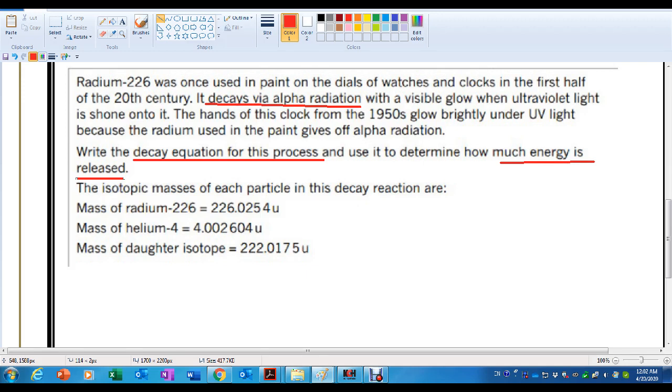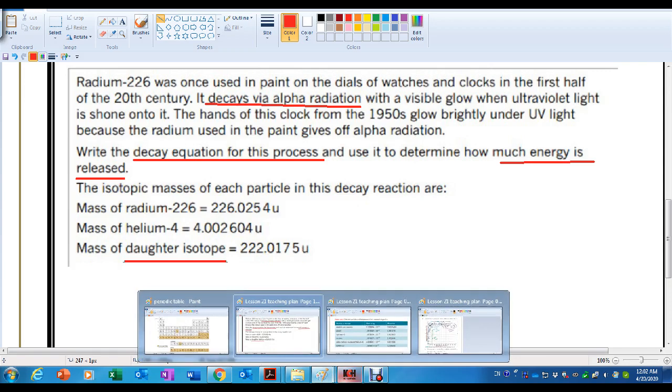But you need to write the equation. So for the full equation, you need to know the symbol of radium, and also you need to know that the mass of the daughter nucleus is 222. You need to find out what the daughter nucleus is, so you need to find the relevant isotopes in the periodic table, and write the equation. Let's find out what they are.